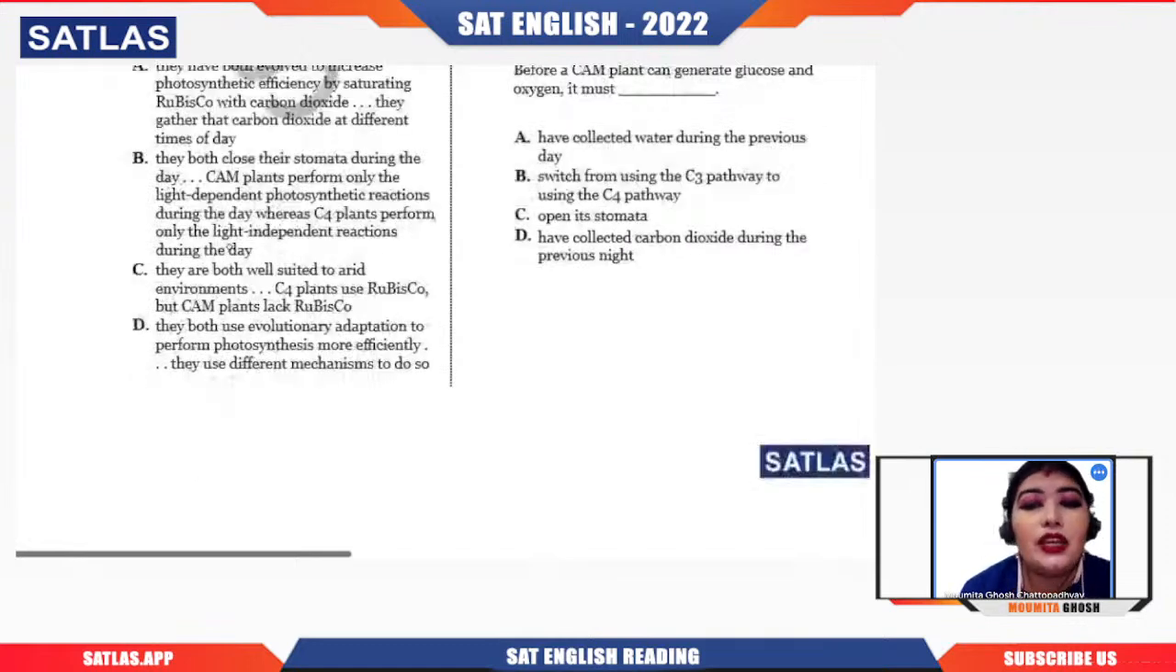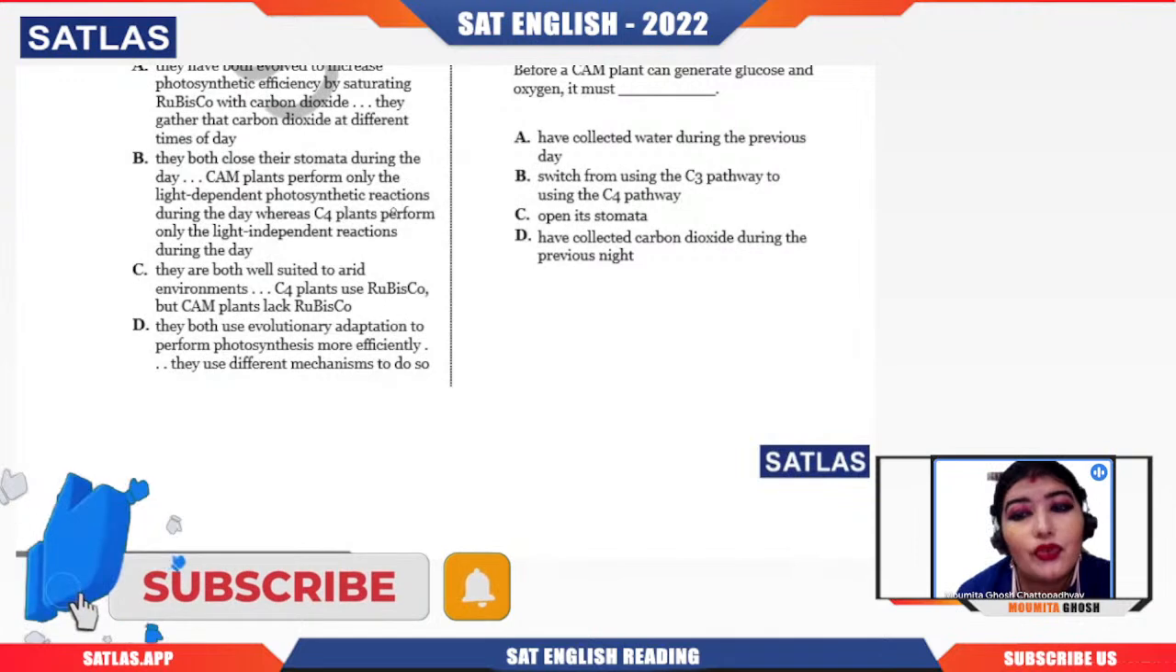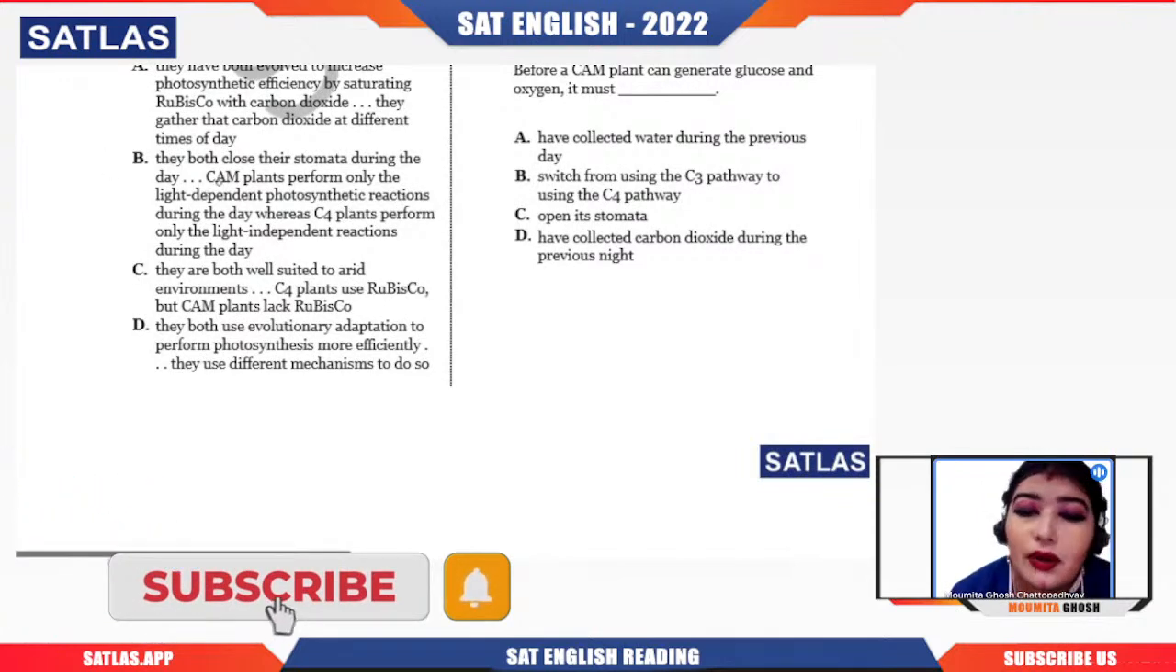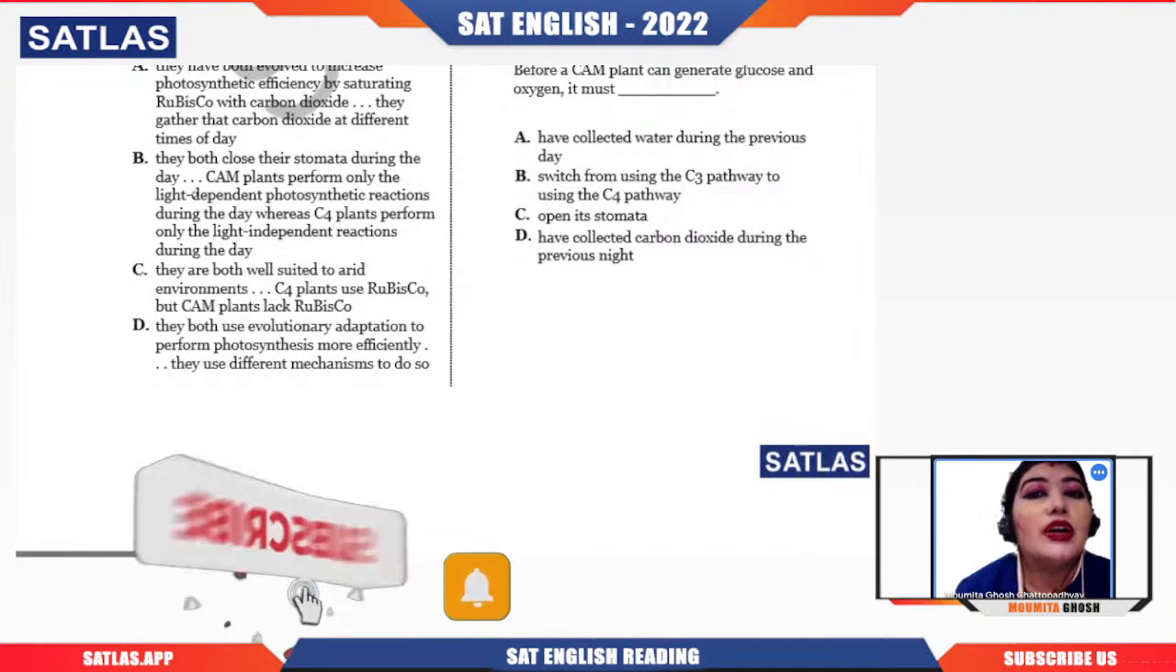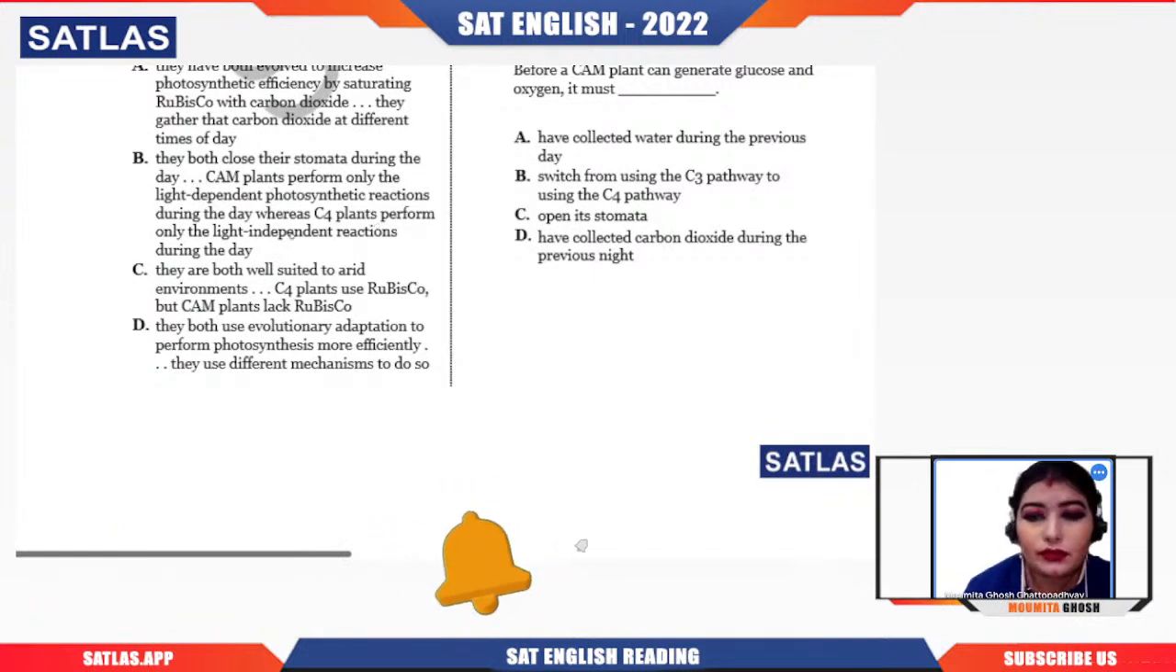Option number B, they both close their stomata during the day. CAM plants perform only the light dependent photosynthetic reactions. So CAM plants means the plants which grow in the hot or arid region, which is the desert region, that is the cactus or maybe the pineapple. CAM plants perform only the light dependent photosynthetic reactions during the day, whereas C4 plants, that is the sugar cane, perform only the light independent reactions during the day.